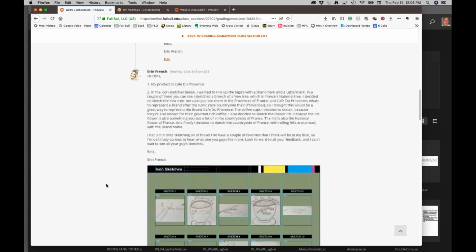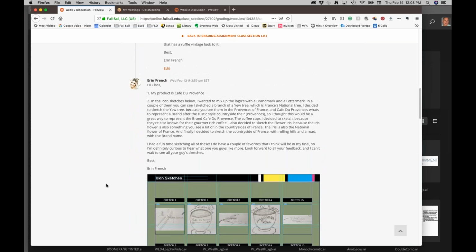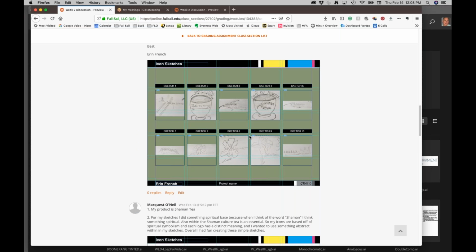Let's see. What do we got? Aaron, you are doing Café de Provence. So this is French coffee from the French countryside. It's a little hard to see. Once again, you are doing screenshots from your InDesign. Don't do that. You can export any page as a JPEG and submit that, so we don't see all the guides and everything. Also, your images are a little low contrast and kind of hard to see.